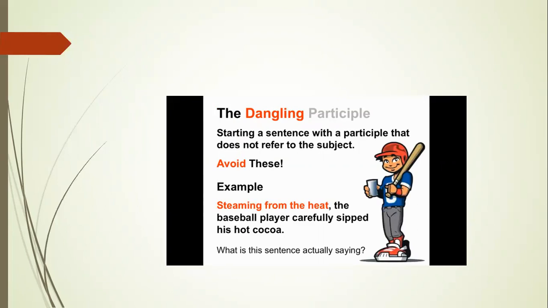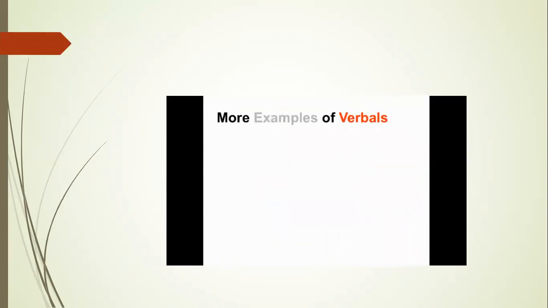Take a second and think about what this sentence is actually saying. Well, it's clear that the speaker meant to describe the hot cocoa, to say that the hot cocoa was steaming from heat, and that the baseball player carefully sipped it. But the way that this sentence is arranged, the participle describes the subject, in this case, the baseball player. So steaming from the heat is describing the baseball player. This sentence is saying that the baseball player was steaming from the heat, not the hot cocoa. So watch out for these. Beginning a sentence with a participle is a great way to add some description in your writing. So just remember, when you start a sentence with a participle phrase, it has to apply to the subject.